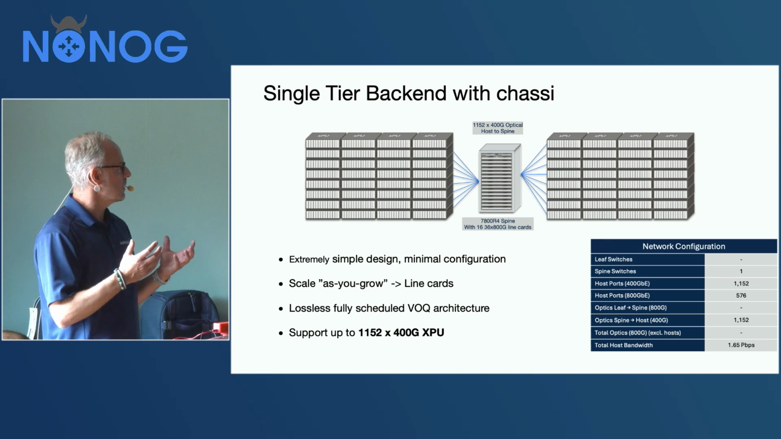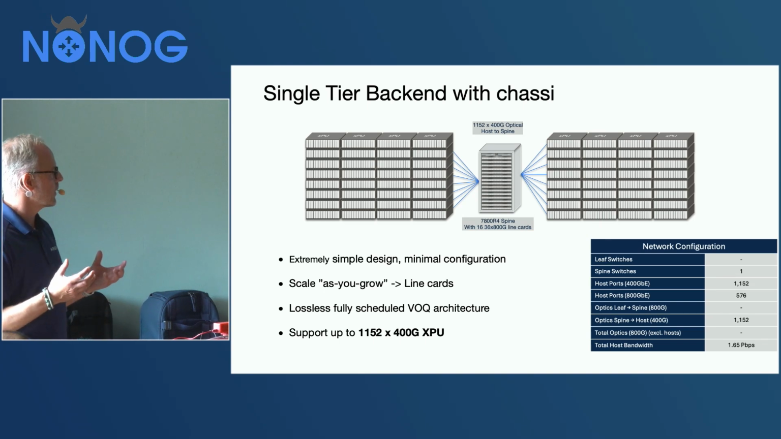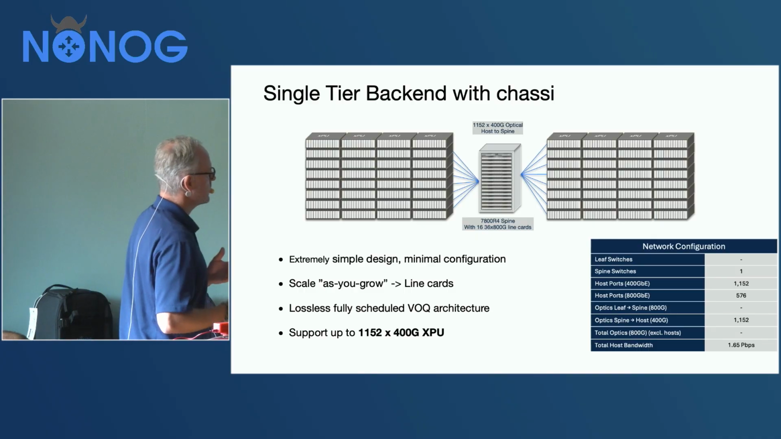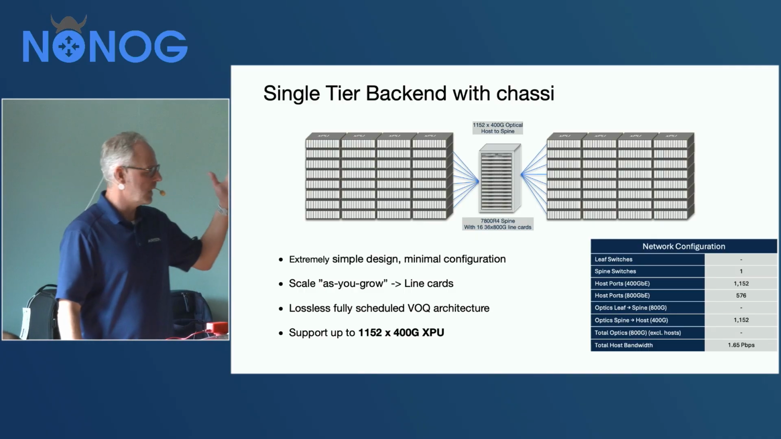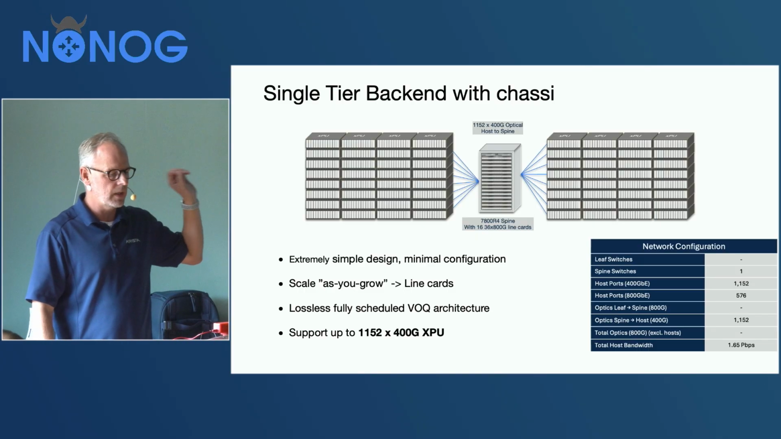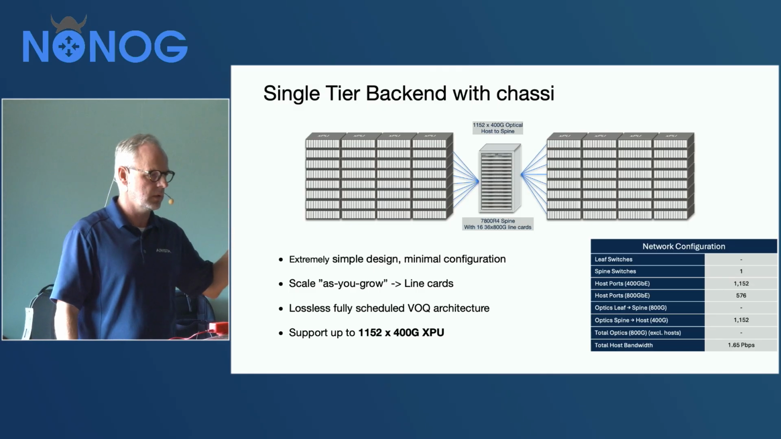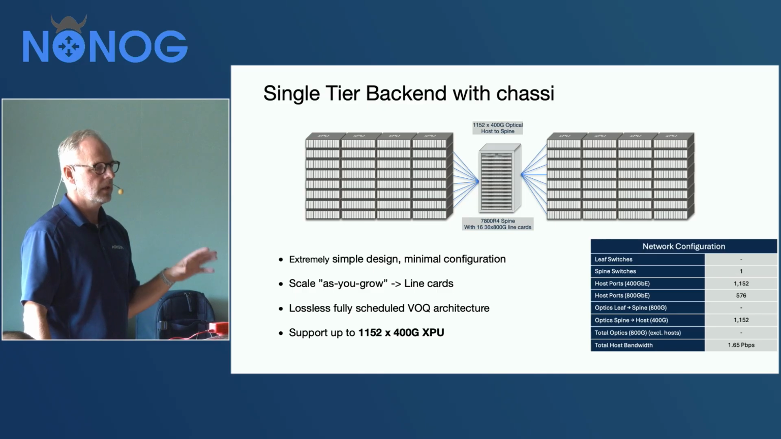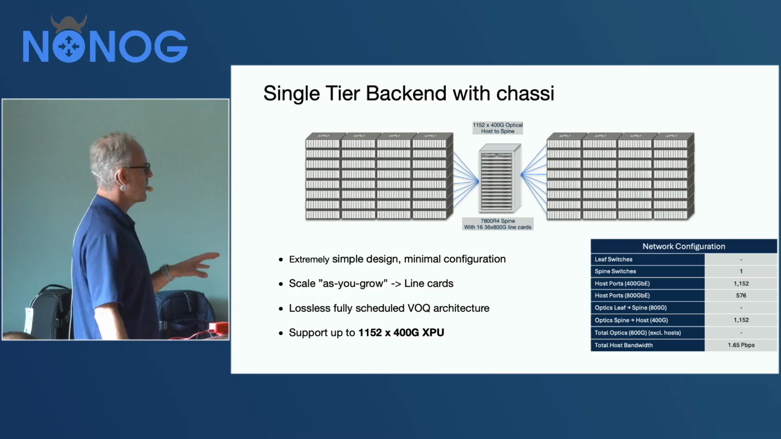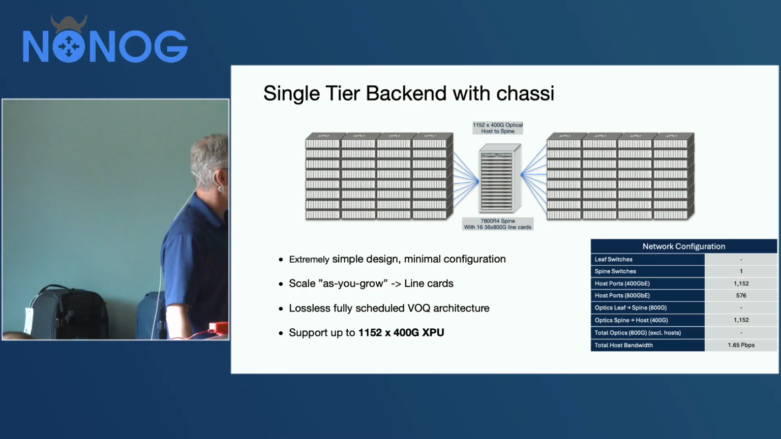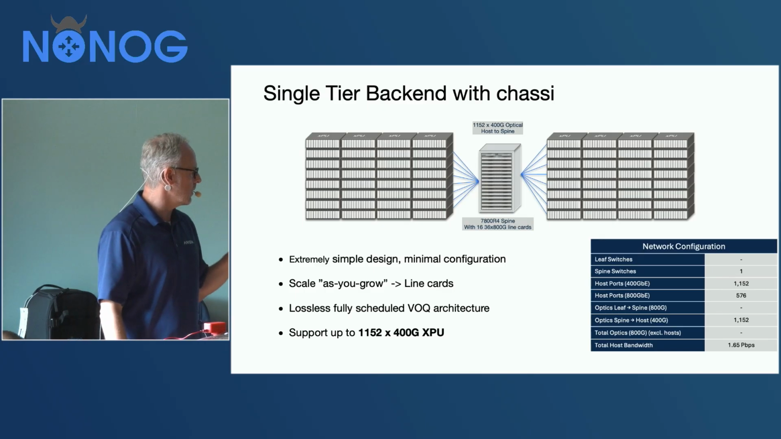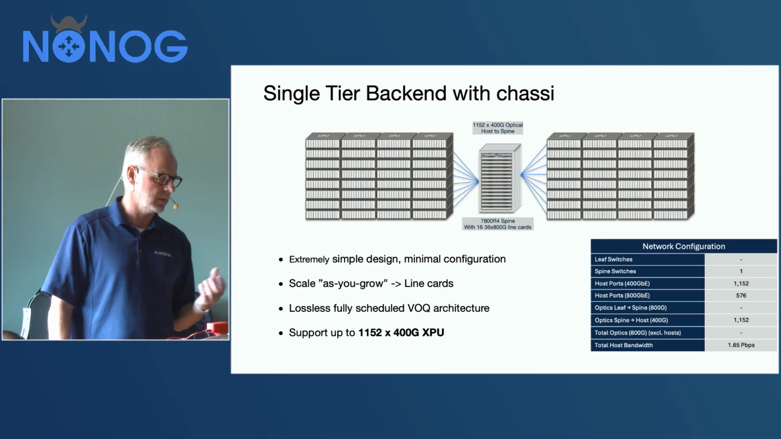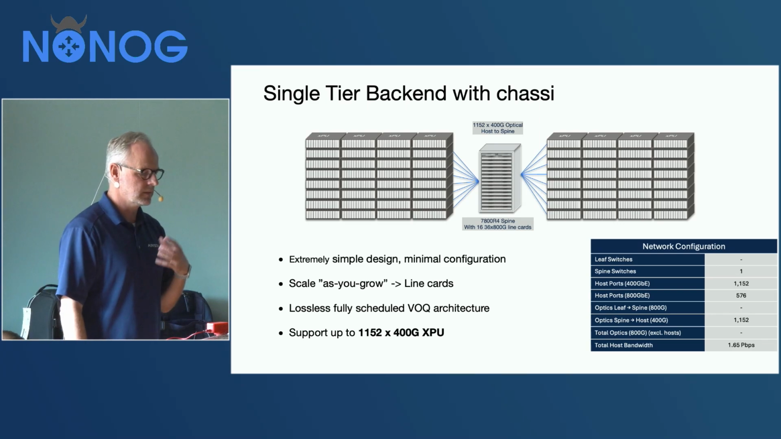So this is absolutely the simplest configuration and installation of an AI backend. You have a chassis with line cards that can support up to 1,152 400-gig GPUs. There's a minimal amount of configuration and tuning that you need to do to have it perform. And it's a lossless schedule. It's a lossless architecture built into the chassis.